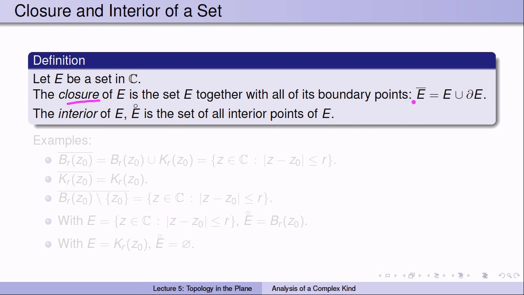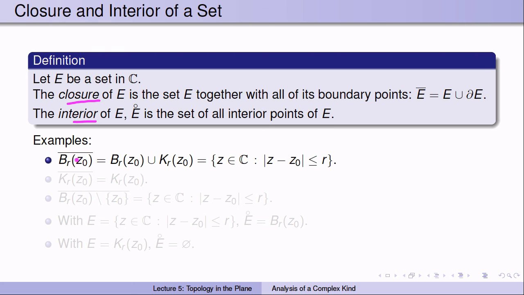So the closure of a set, denoted by a bar on top of the set, kind of similar to our complex conjugate bar, is the set together with all its boundary points, and then by definition it has to be closed. On the other hand, we can force a set to be open by just taking away stuff from it. The interior of a set, denoted with a little circle on top of the set, is the set of all interior points. So we're taking away points that were not interior points.